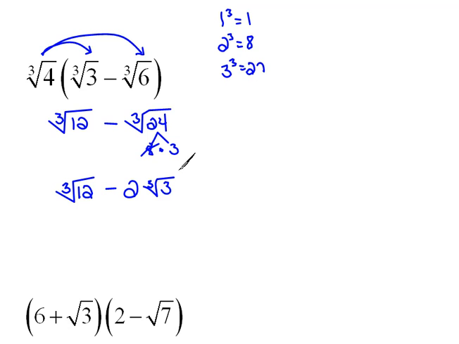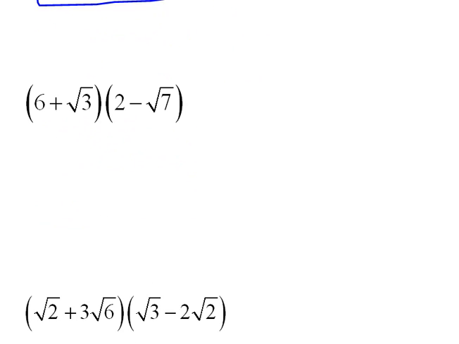Now we can't combine these because they are different. The 12 is the radicand and the 3 is the radicand, so those are not the same. Otherwise we could try and put them together. But we are done with our answer at this point, once we've simplified everything we can.